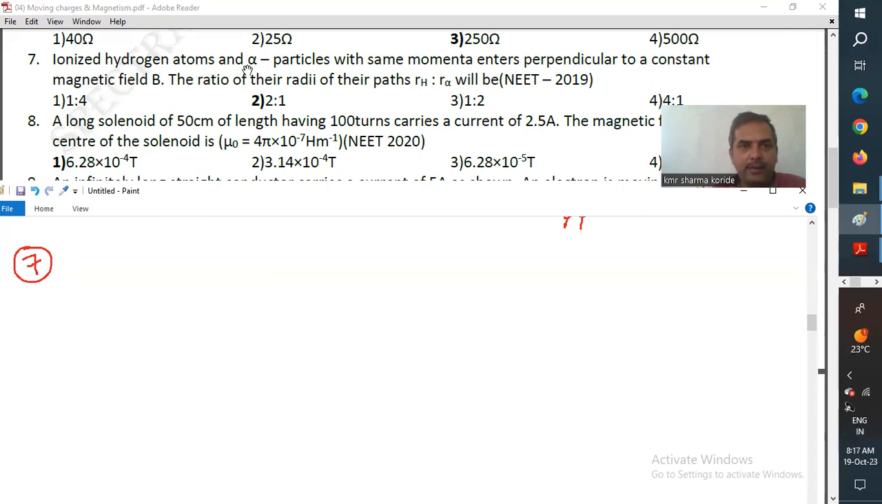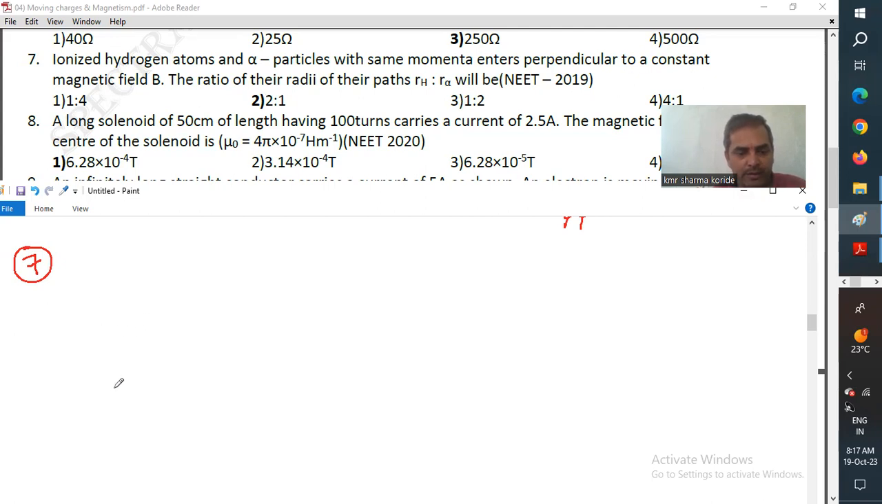Moving to question number 7. Ionized hydrogen atoms and alpha particles with the same momentum enter perpendicular to a constant magnetic field. Understand that this is a uniform magnetic field. We need the ratio of the radii of their paths. Radius means circular path. Hydrogen describes a circular path, and the alpha particle also describes a circular path. So we need to find out the radius of the hydrogen and the radius of the alpha particle.